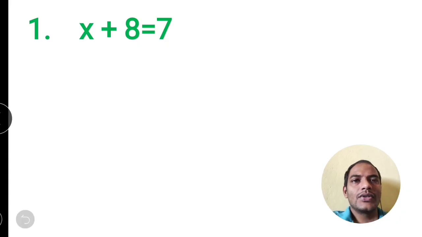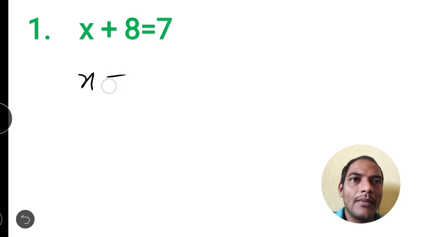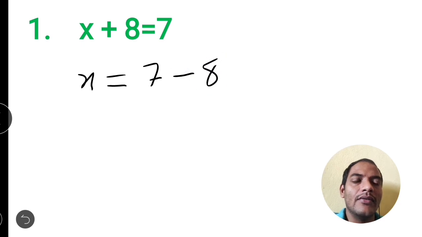See here, the first question is x plus 8 equals 7. It is a simple equation and it has only one variable, and that too on only one side, the left side. To solve this, first you have to transpose the plus 8 to the RHS. So plus 8 will become minus 8. When you transpose a positive term to the RHS, it becomes a negative term. Then x equals what is the answer? 7 minus 8, the answer is minus 1.